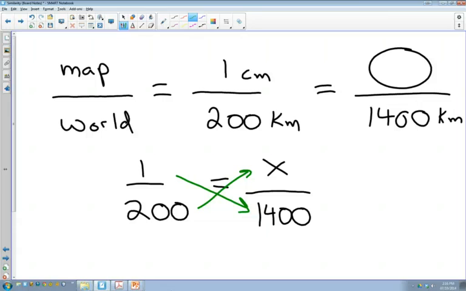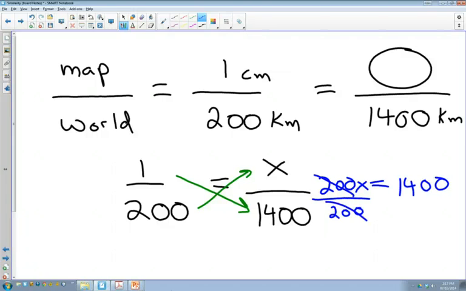And what you get is 1 times 1,400 is 1,400. And 200 times x is 200x. Okay, but we're not done yet. So I'm saying 200 times something equals 1,400. To get the something, I divide this side by 200, essentially canceling it, leaving just x. And what I do to one side, I do to the other.